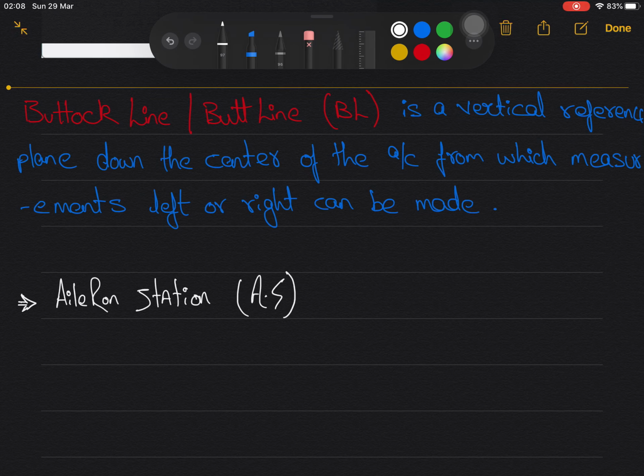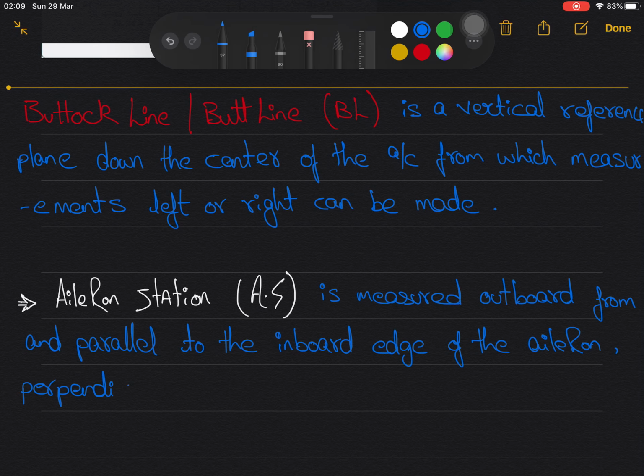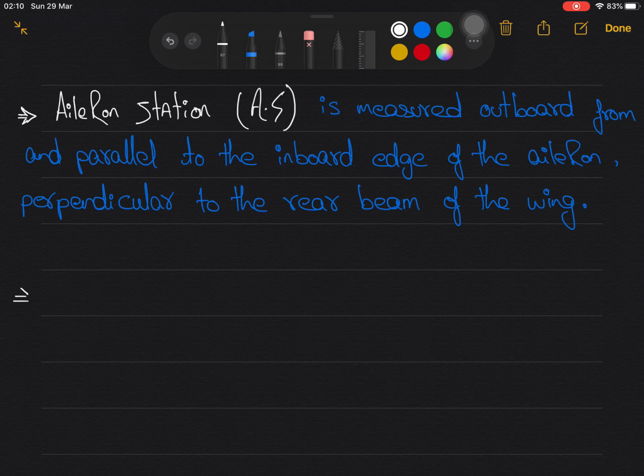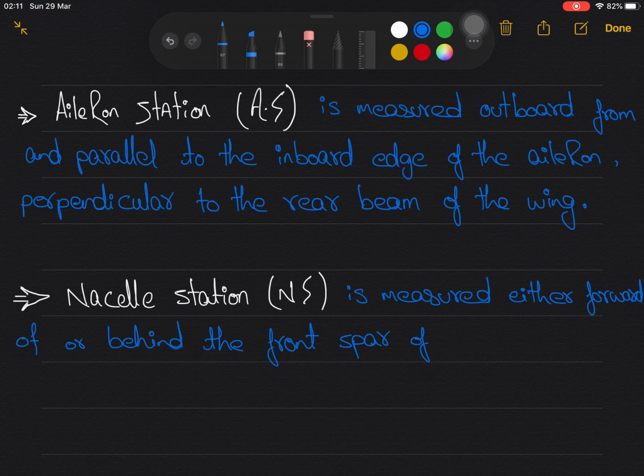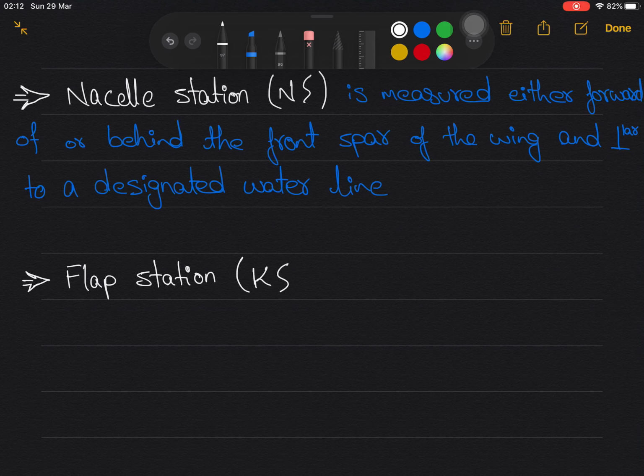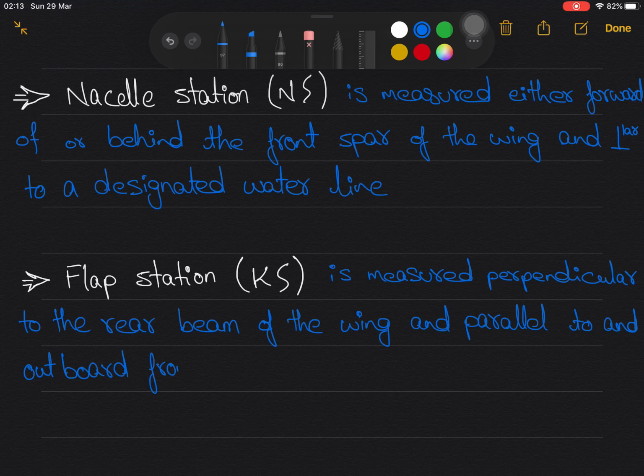Aileron station is measured outboard from and parallel to the inboard edge of the aileron, perpendicular to the rear beam of the wing. Nacelle station is measured either forward or behind the front spar of the wing and perpendicular to a designated water line. Flap station is measured perpendicular to the rear beam of the wing and parallel to and outboard from the inboard edge of the flap.